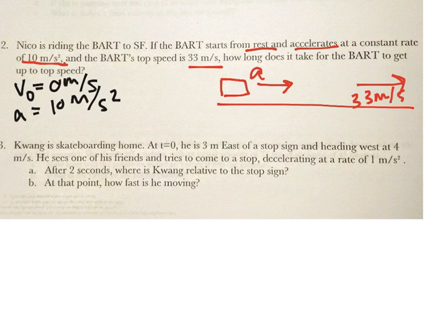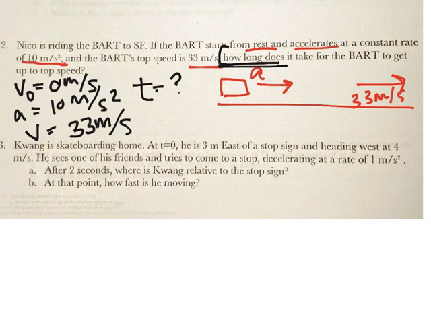Alright, and then we know that its final velocity, v, is going to be its top speed, 33 meters per second. Then the question is actually asking, we can see the question starts here, how long does it take BART to get to top speed? So anytime it talks about how long, what does how long mean? How long does your pasta take to cook? That's time. So our unknown here is time. So go look at your equations, figure out what equation would be good for this.